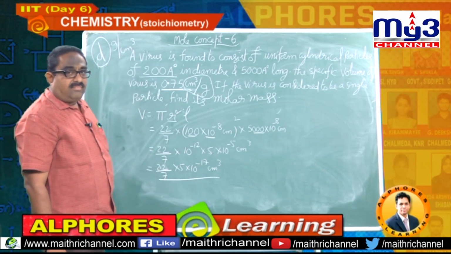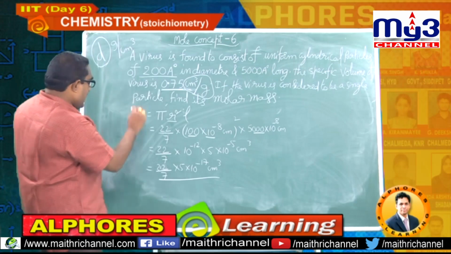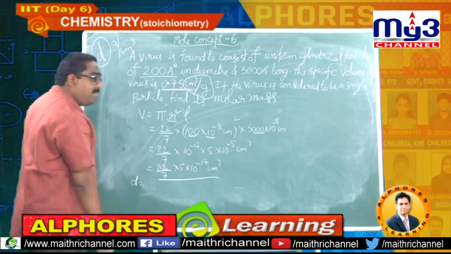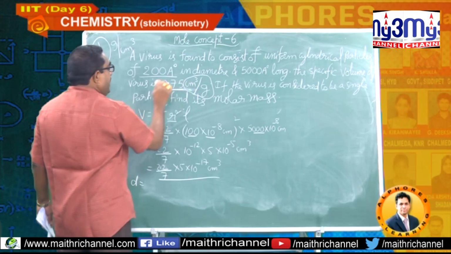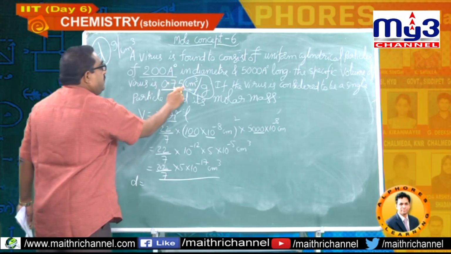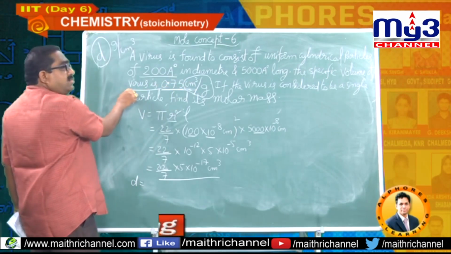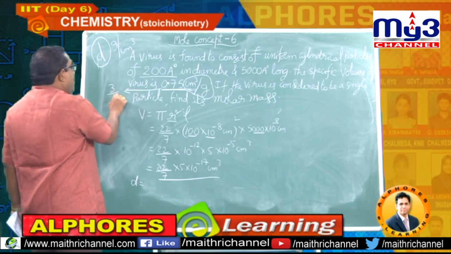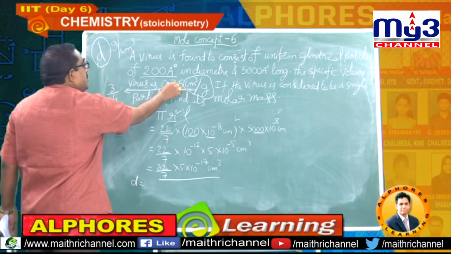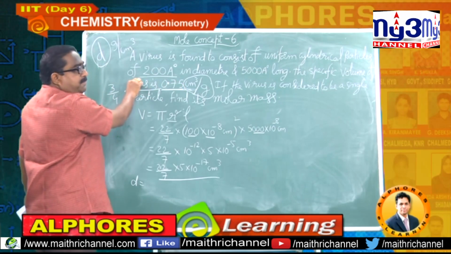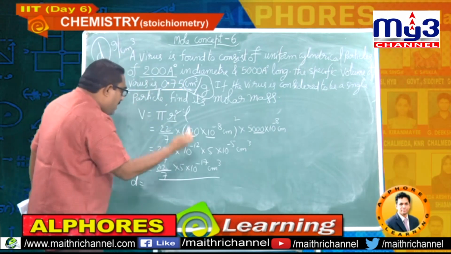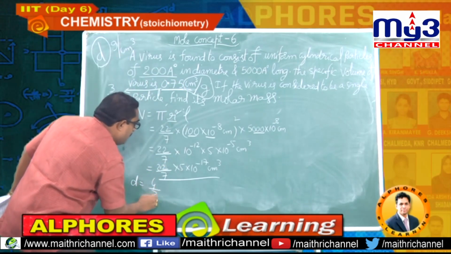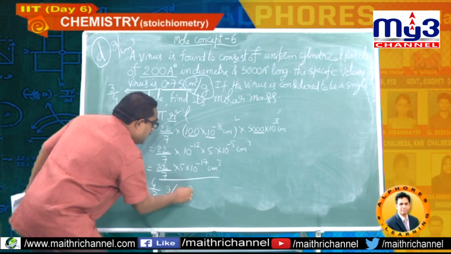Now, density is nothing but 1 by specific volume. 0.75 means, please note down students, 3 by 4. That is the specific volume. Density is the reciprocal of that. So, density you can write as 4 by 3 gram per centimeter cube.